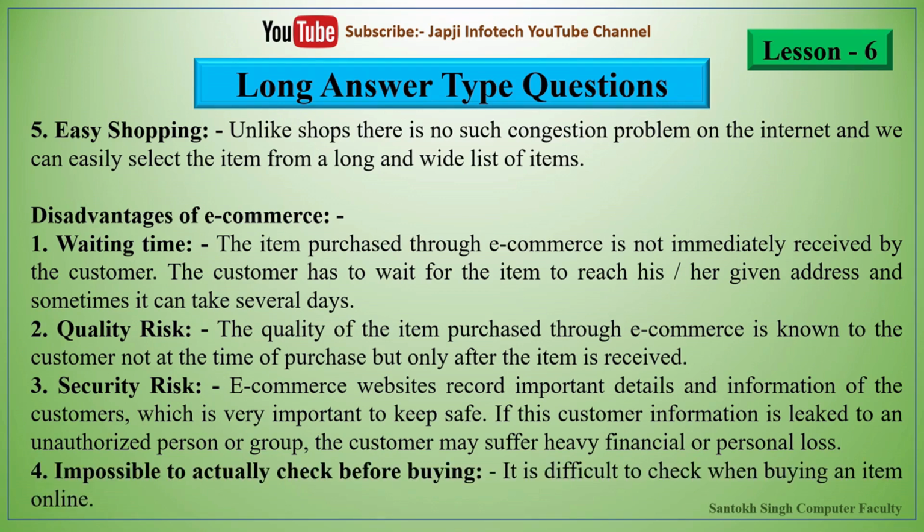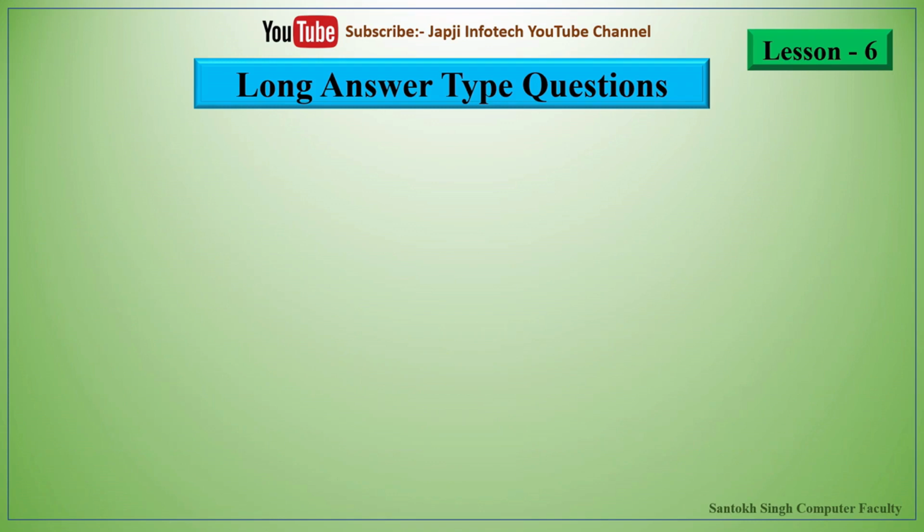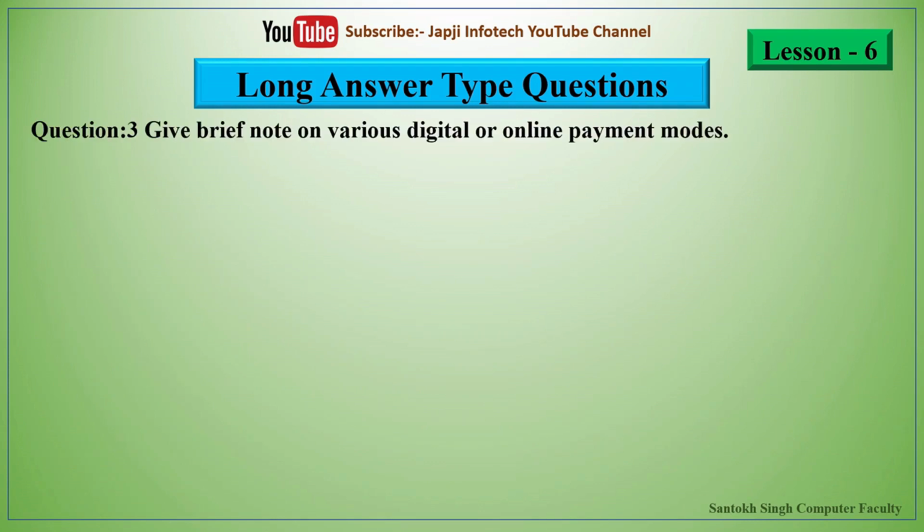And the fourth one is that it is impossible to actually check the item before buying. So it is difficult to check when buying an item online. The third question is, give a brief note on various digital or online payment modes.